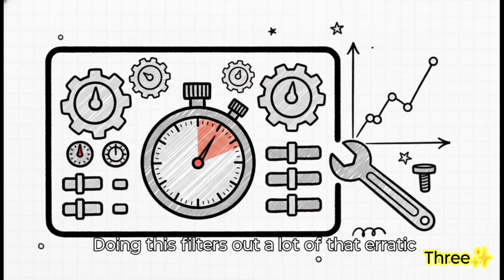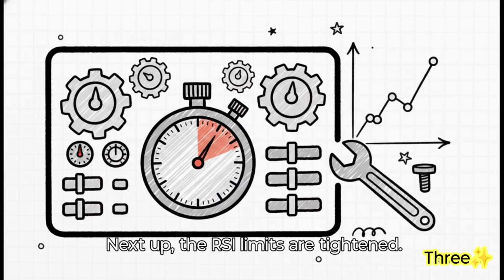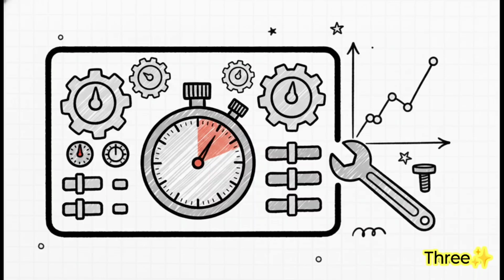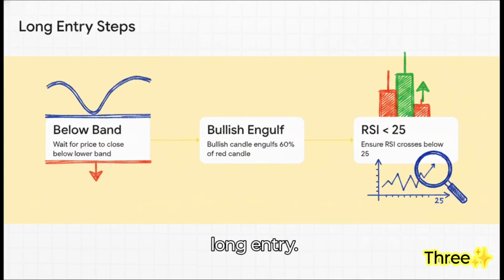Doing this filters out a lot of that erratic 1-minute noise. Next up, the RSI limits are tightened. Set your overbought level to an extreme 80 and oversold all the way down to 25. Okay, let's see how this builds into a perfect long entry.